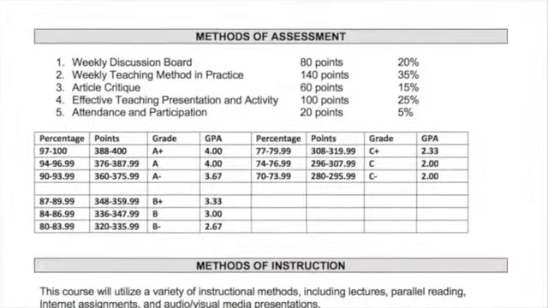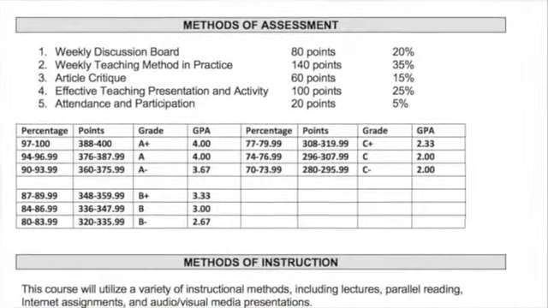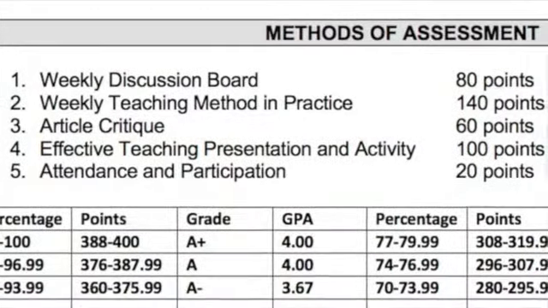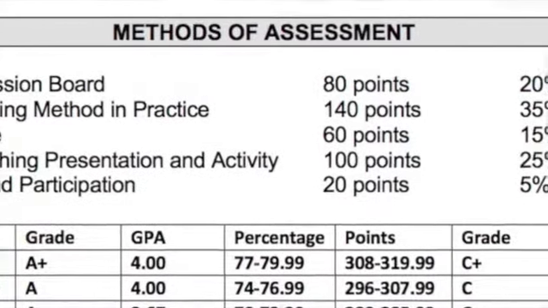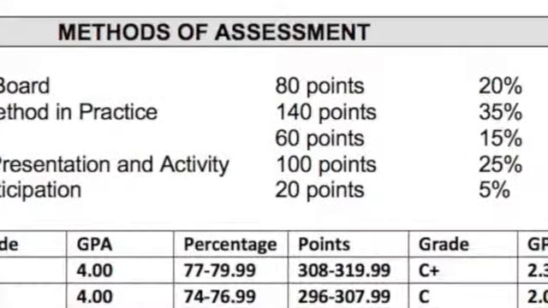You can see on the next page the methods of assessment for this course, the different point values and how they break down. 20 points, 35 points. The single biggest point value is your weekly teaching methods in practice. That's 140 points for all of them during the 8 sessions. And then you will teach one of those, and that's 100 points, 25% of your grade, during our course meeting.